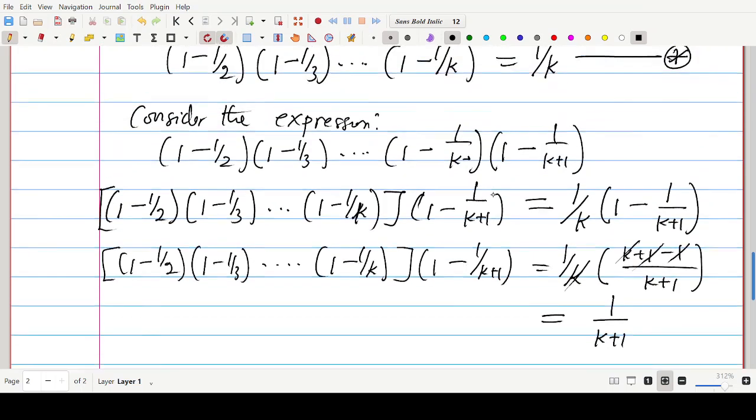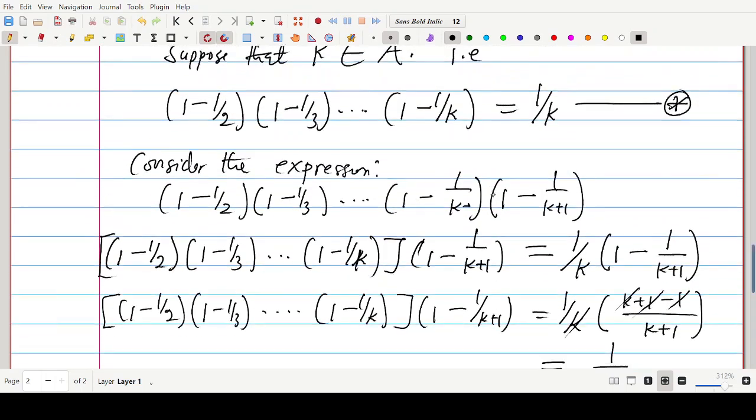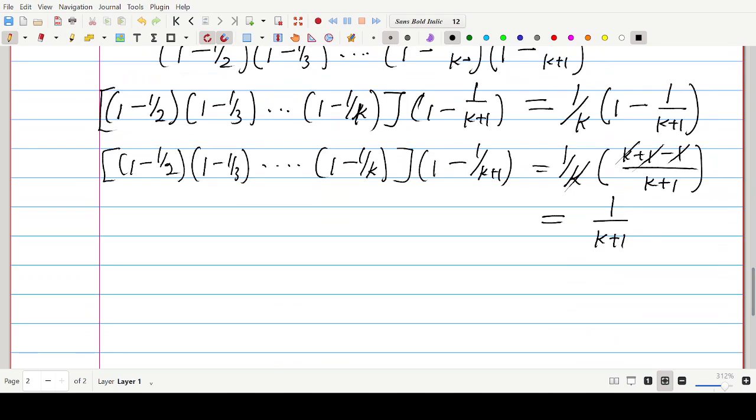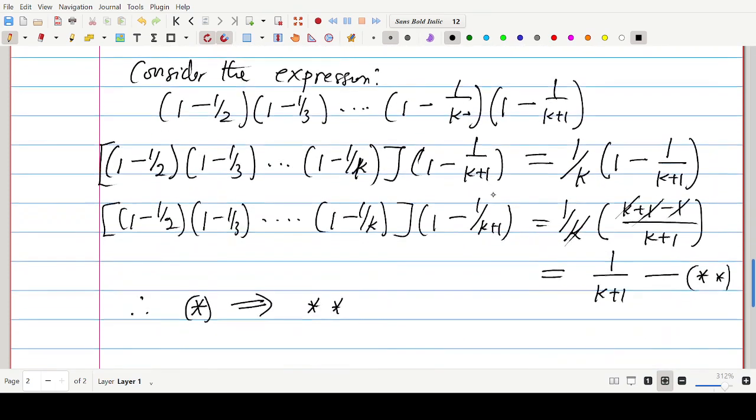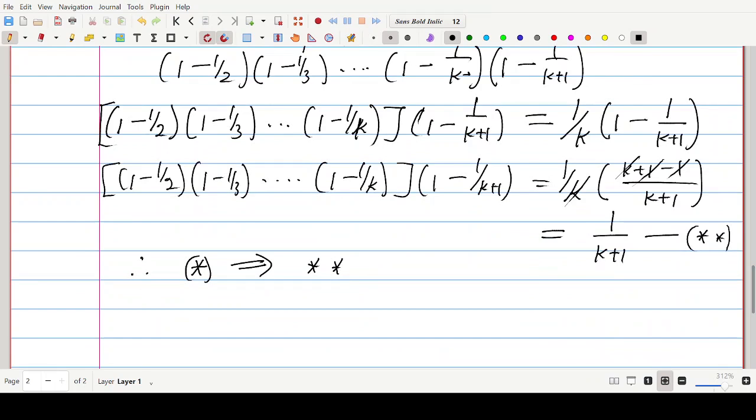So in other words, our assumption in star has led to an implication, which is a proposition, but this time around in k plus 1. So we can say, let me call this star star, for example. So we can say, therefore, star implies star star. That is, the supposition has implied that the statement is true for a positive integer k plus 1.